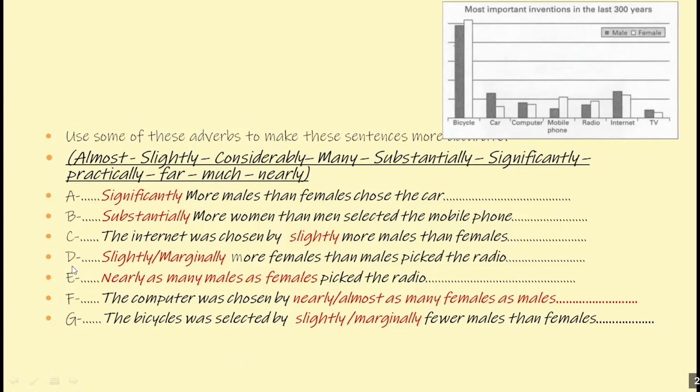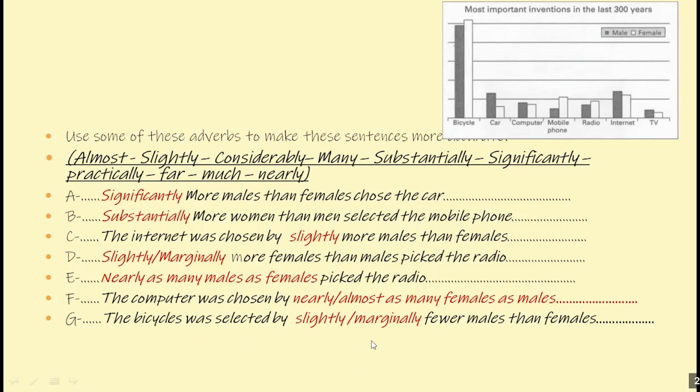Here we can use nearly or practically, or almost. The computer was chosen by nearly or almost as many females as males. One more time, I made some changes. I'm trying to say that it's the same number, but not exactly the same number.